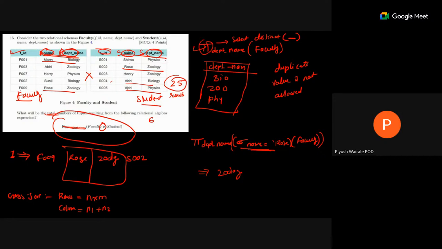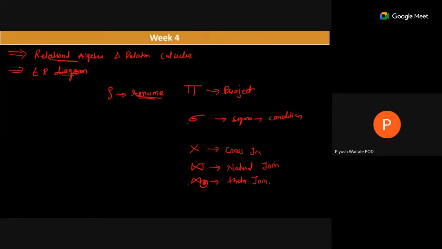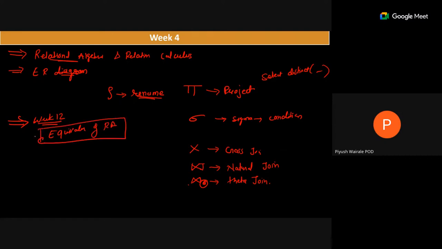So this is about relational algebra. Just remember these operators. Project is basically a select distinct, it will give us a distinct output. Sigma is a condition you can apply. Then there are cross join, natural join, theta join and the rename operator. When you are revising the week 4 concept, try to match it with the week 12 concept also. In week 12 we have equivalence rules, the equivalence of relational algebra. There are a few rules, so please go through them, and then you can come back to week 4 again, because both weeks are related to relational algebra.